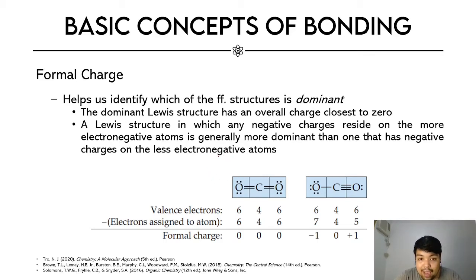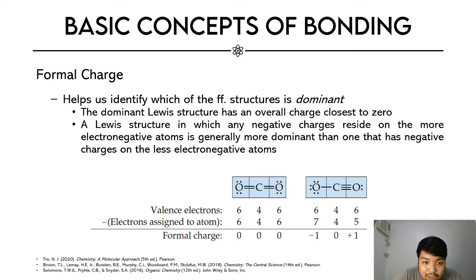For carbon, since it has 4 bonds, it has 8 electrons surrounding it. You divide it by 2, so that means it has 4 electrons assigned to it. Same goes with this oxygen here. Since it has 2, 3, 4, 5 electrons assigned to it, it will have 5. So the formal charge will be the valence electrons minus the electrons assigned to the atom. This is how it is done in the illustration I showed.